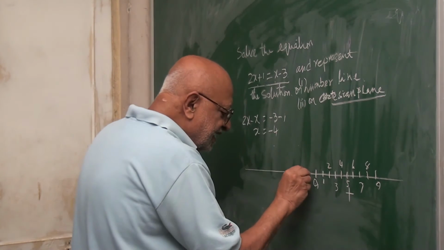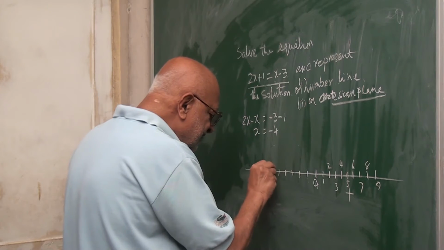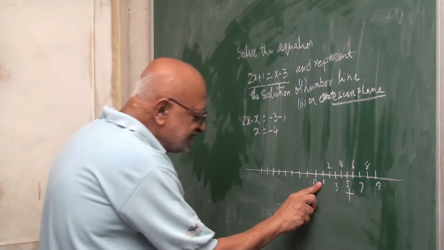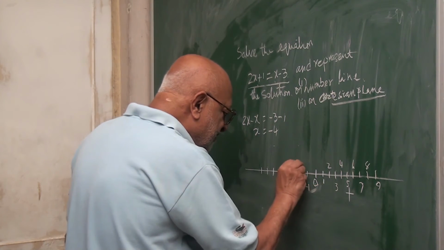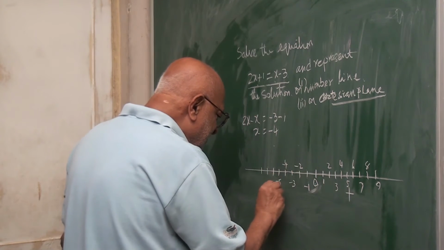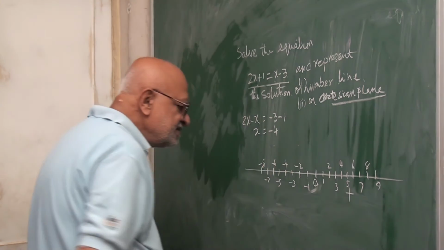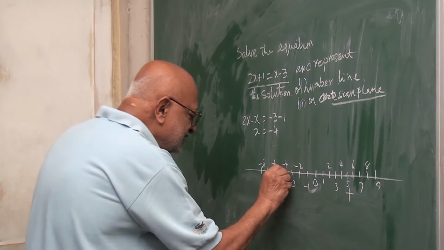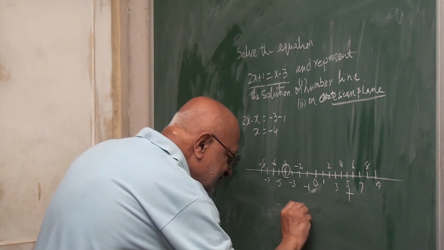On this side again 1, 2, 3, 4, 5, 6, 7, 8. So this is 0, and this side would be minus. So this is minus 1, minus 2, minus 3, minus 4, minus 5, minus 6, minus 7, minus 8. So minus 4 is here. So this is on the number line. So this is my number line.